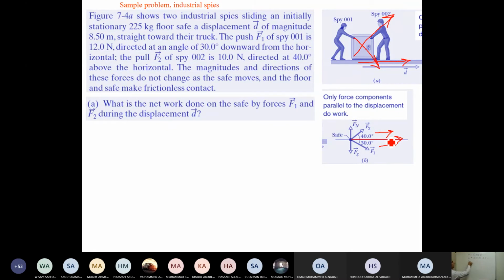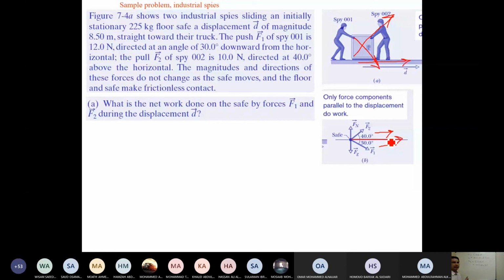And then for the second guy, we can do the same. It will be F2 cosine theta 2 times D. Again, the F2 is 10, cosine, and this angle is 40, and this displacement is 8.5 meter. So this one will give us the second work.